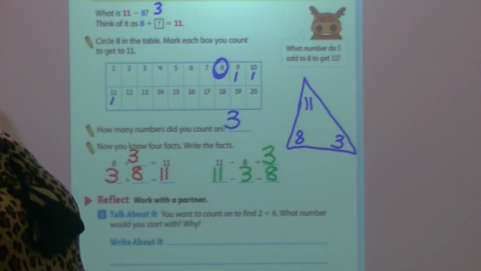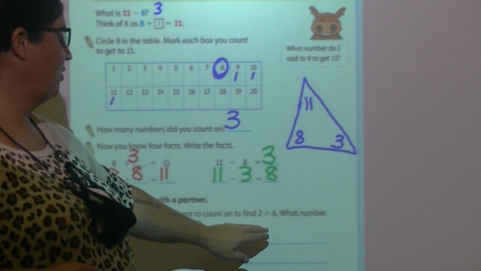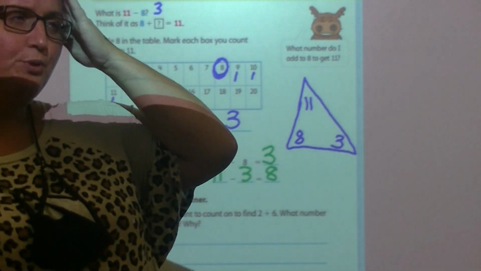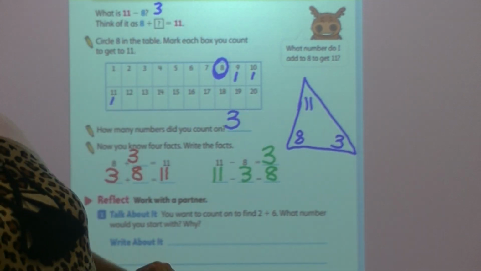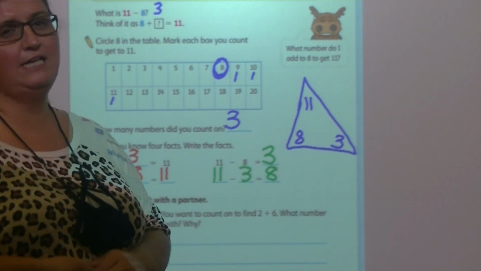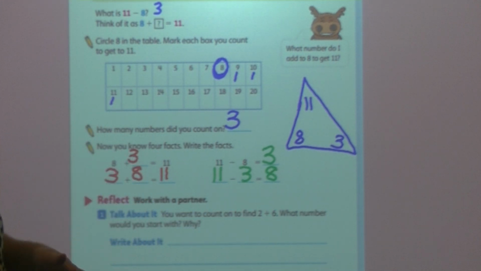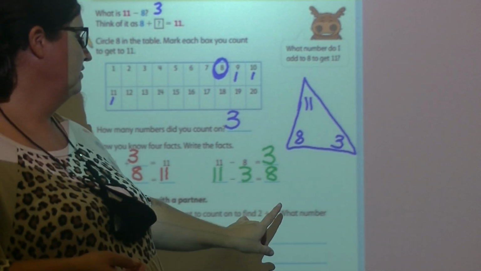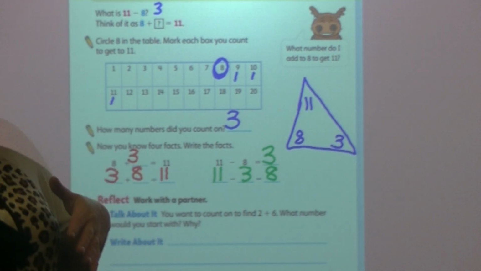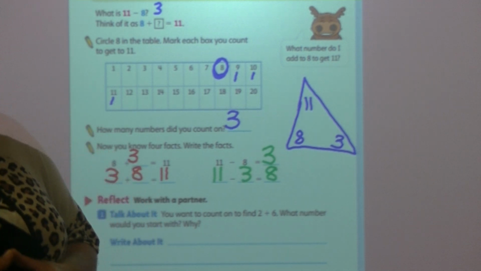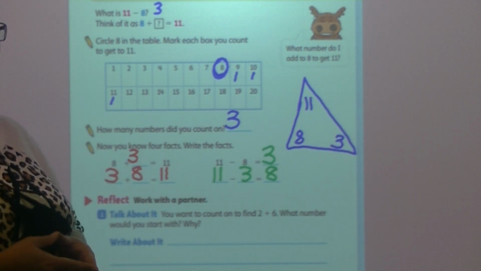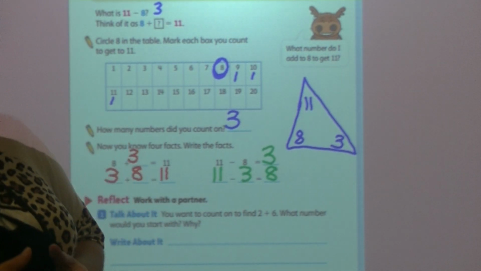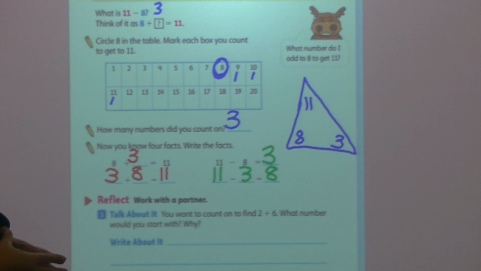All right, so I want you to think about this. If you are going to add 2 plus 6, which number would you put in your head? The 2 or the 6? And why? Which number would you put in your head? 2 or the 6, and why? Pause the video and share with someone at home which number you would put in your head and why, and then we'll go over the answer.